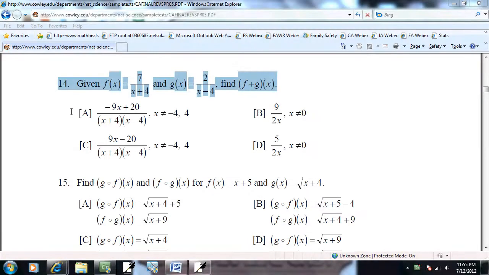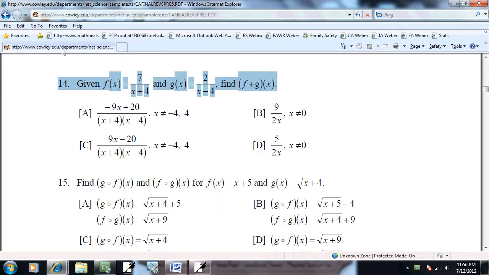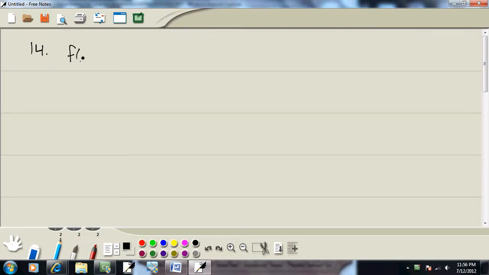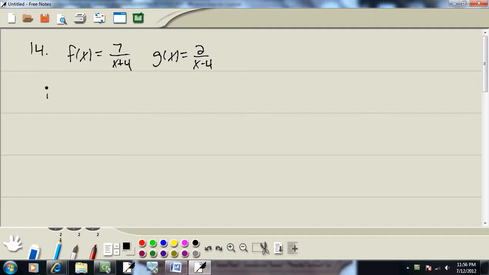Let's take a look at number 14. This is operations on functions. And we got f of x is equal to 7 over x plus 4, and g of x is equal to 2 over x minus 4. And we want to find f plus g.